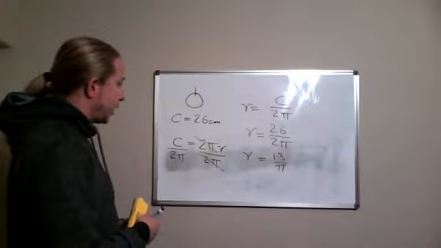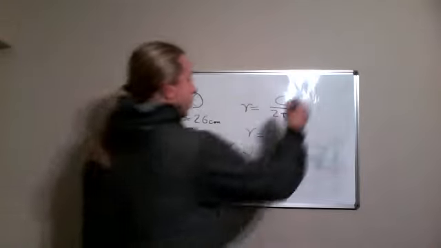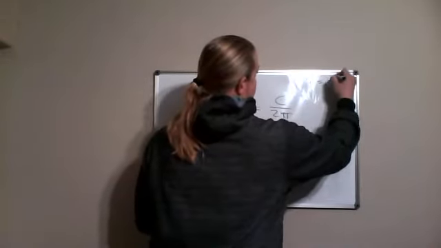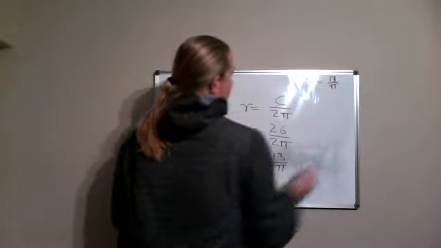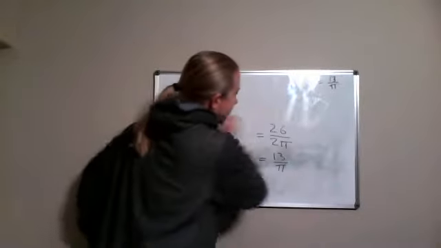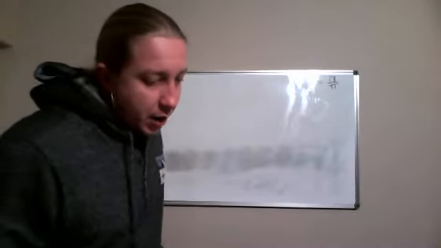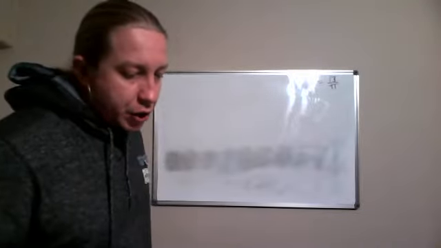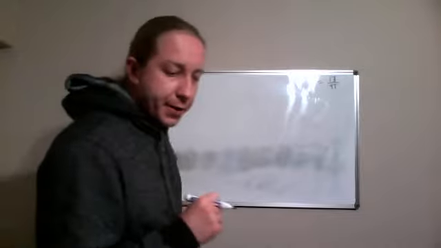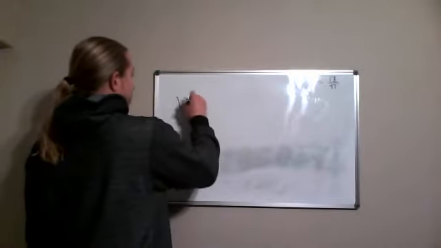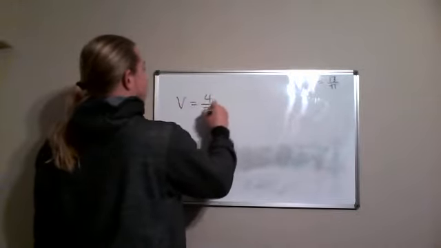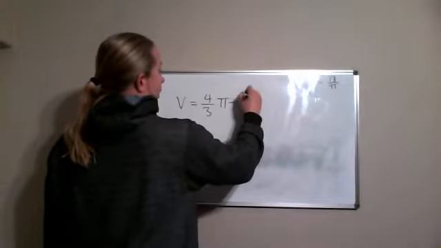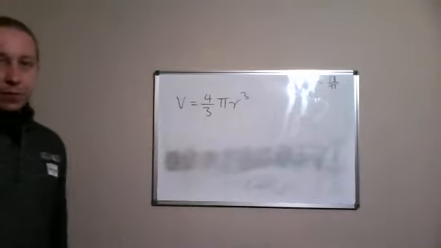What do we need? We need our radius, r equals 13 over pi. Okay, I'm going to erase everything else. All right, so they want now the volume of our orange. The volume formula is 4 over 3 pi r cubed. Volume equals 4 over 3 pi r cubed. Okay, that is our volume formula.